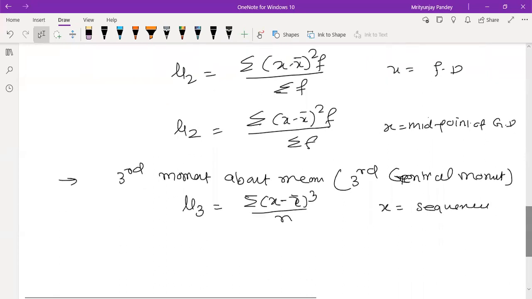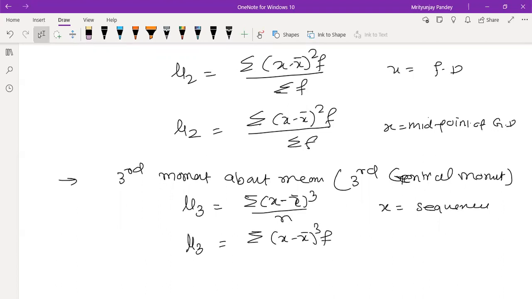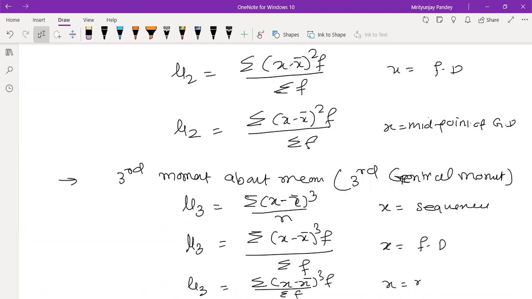Now what is the value of mu3? For frequency distribution data, that is (x minus x bar) the whole cube into f divided by summation of f. And the third mu3, once again the same formula, (x minus x bar) whole cube into f divided by summation of f. But the second one is for frequency distribution data, the third one is the midpoint of grouped data.